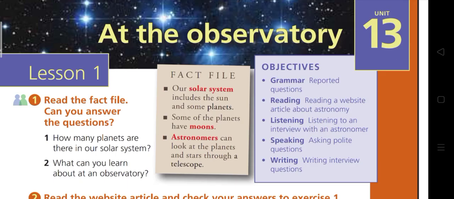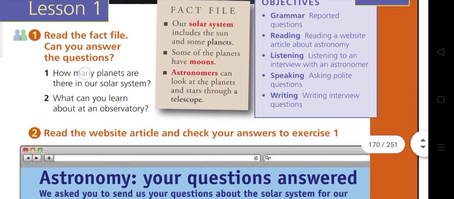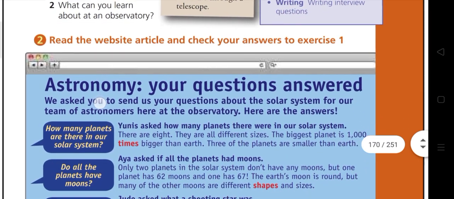Before moving to question 2, let's state some facts. Our solar system includes the sun and some planets. Some of the planets have moons. Astronomers can look at the planets and stars through a telescope. Let's move to question 2.